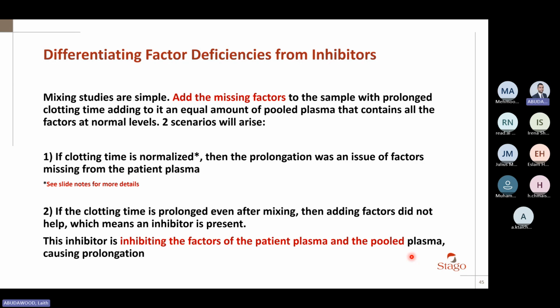Okay, so if I run the mixing study and I get a normal clotting time, it means I was actually missing coagulation factors, because when I mix with the pooled normal plasma, I have added all the factors that I need. So my PT is prolonged. Then I run a PT mixing study. So I added all the factors which are missing. My PT mixing result became normal.